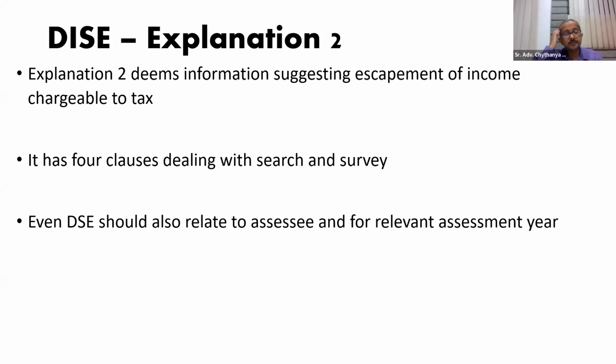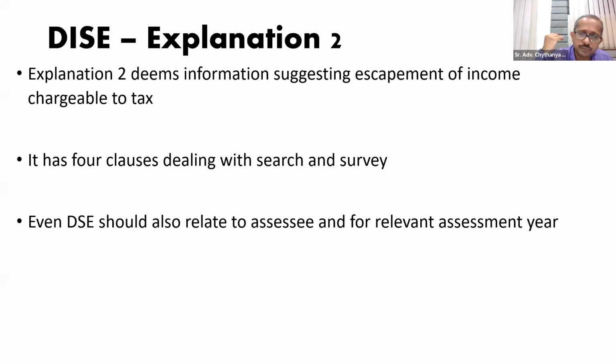Now let's go to explanation 2. Deemed case of information suggesting escapement. Here, it would not fit into explanation 1. It will just come under explanation 2, in which case there is a fiction that is created.